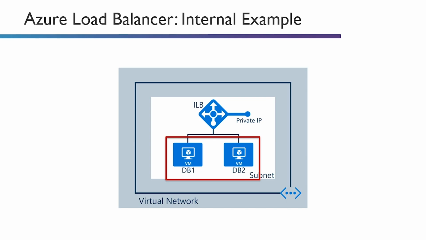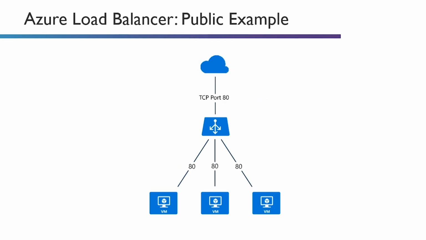In this example, these are two virtual machines that are in that, say, virtual network and tied to this load balancer again. If we were on a basic load balancer, they would have to be in an availability set. If we're using the standard load balancer, then they can just be in the virtual network and they can use the standard load balancer. But traffic comes into the ILB and then gets spread out between DB1 and DB2 in this example. Then we have our public example as well.